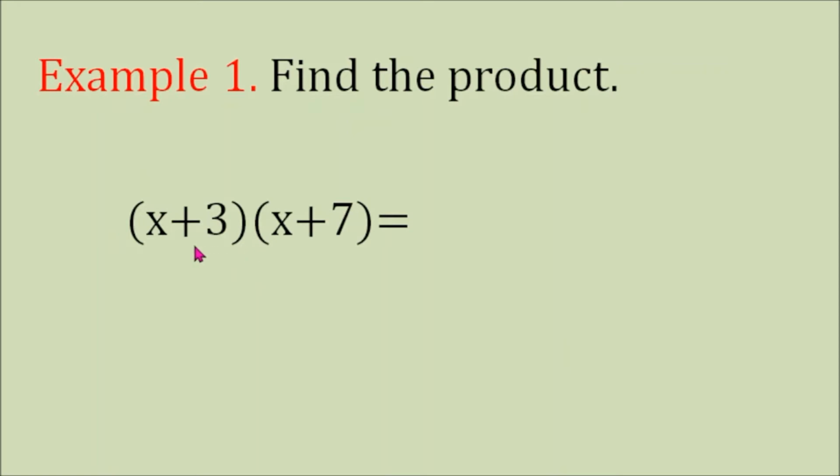So to multiply two binomials, we use the FOIL method. F stands for product of the first terms, O stands for product of the outer terms, I stands for product of the inner terms, and L stands for product of the last terms.